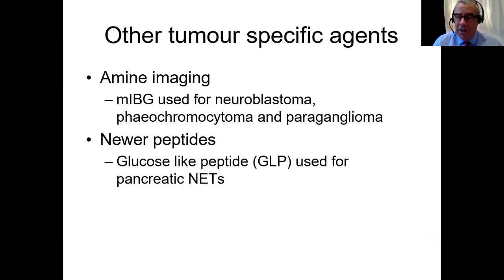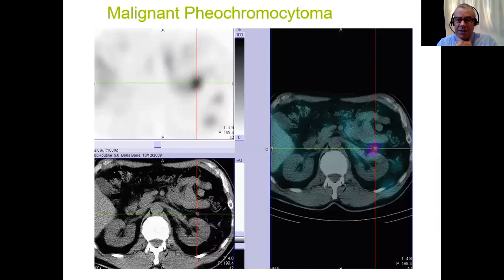Other areas where specific tumor agents have been used are things like MIBG for neuroblastoma, pheochromocytoma and paraganglioma, and other peptides such as glucagon-like peptide for pancreatic neuroendocrine tumors. So this is the SPECT-CT of a patient with a pheochromocytoma. You can see a small residual mass very nicely on the CT. The nuclear medicine study doesn't look particularly interesting, but when you combine the two, you can see that there is indeed uptake of what is a small amount of residual tumor. Now, this was performed after an adrenalectomy, but clearly the surgeons needed to go back to remove that last bit of tumor.